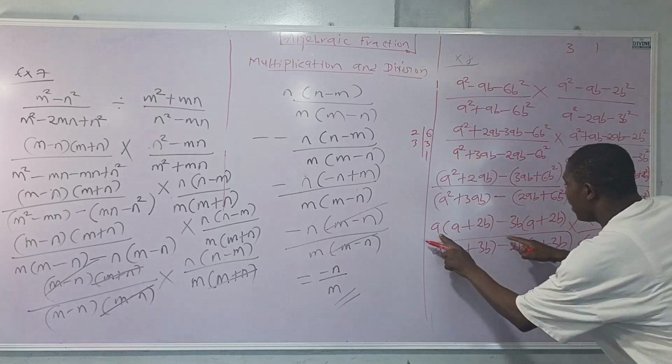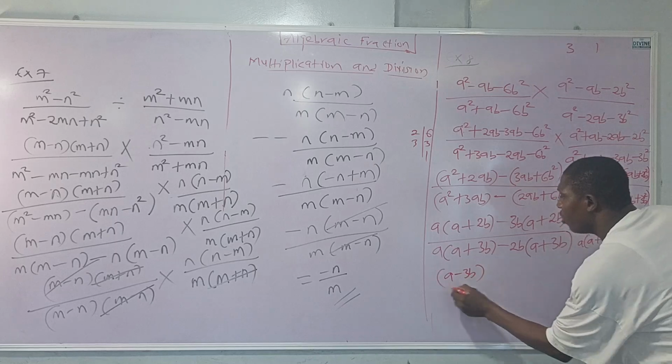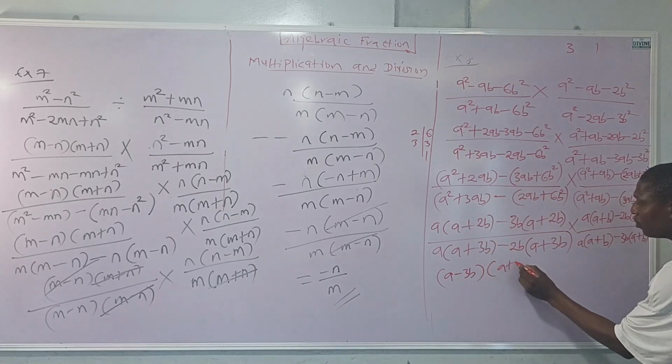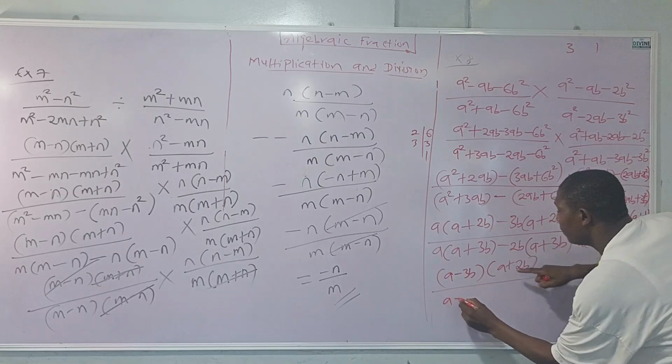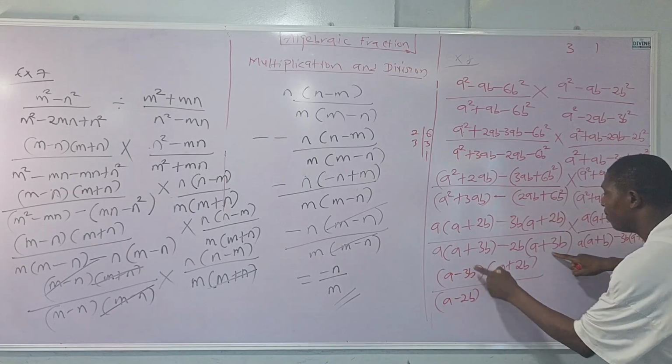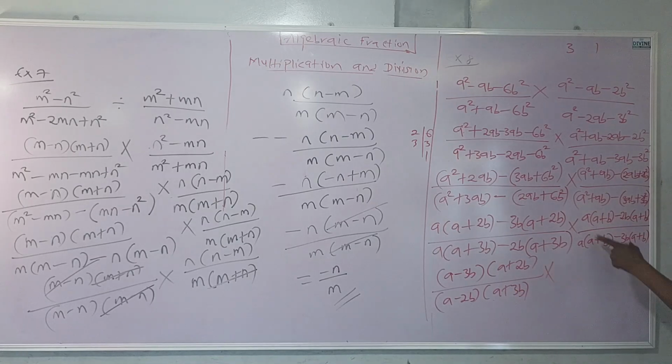So therefore, I'll pick my a attached to minus 3b to give me a minus 3b. And I'll pick one of the brackets, a plus what? 2b. All over, I'll pick my a minus 2b. And I'll pick one of the brackets, a plus what? 3b. I'll put my multiplication sign, I'll have my a minus 2b. And what? A plus what? B. All over a minus 3b. And I have my what? A plus what? B.